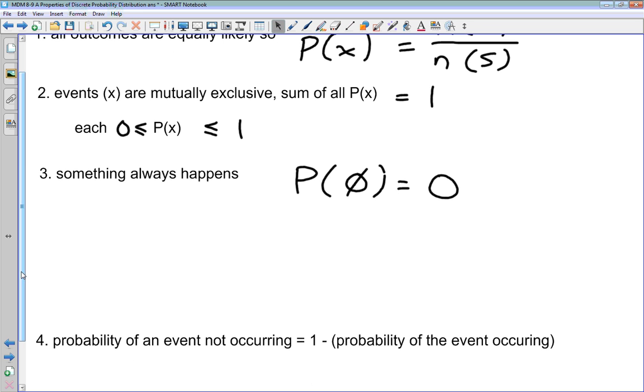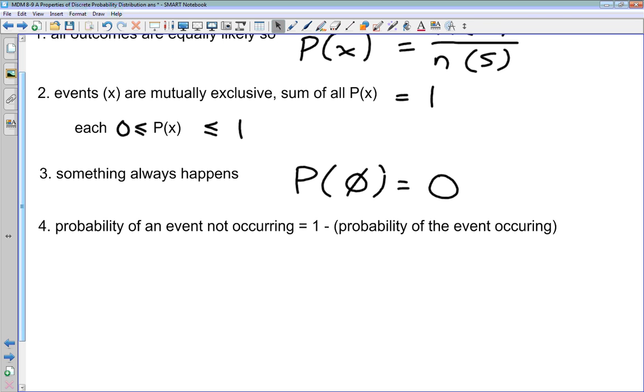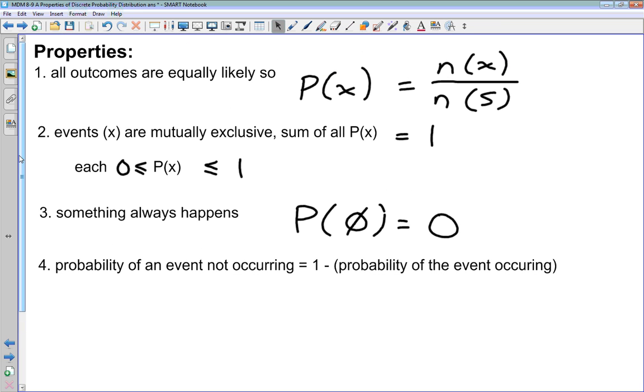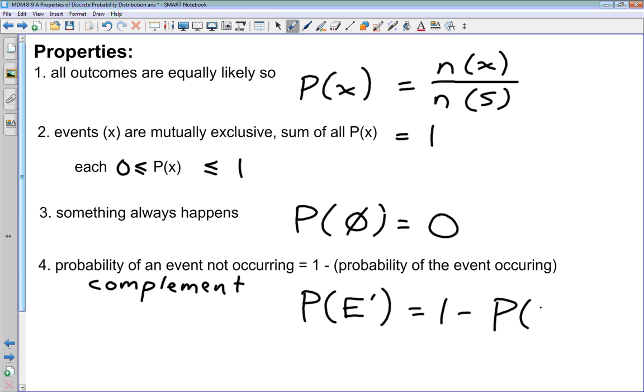And another property that we've mentioned before: the probability of an event not occurring, which we have called the complement of the event, is 1 minus the probability of the event actually occurring. So we've written this before. We've said that if we have some event E, and we want the probability of the complement of the event E, that's just going to be 1 minus the probability of that event.